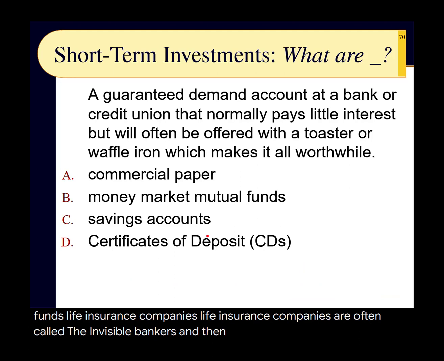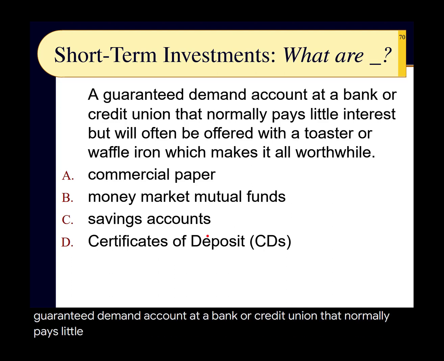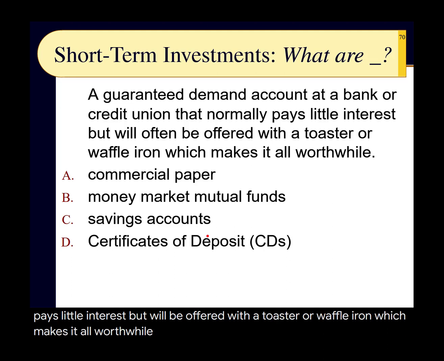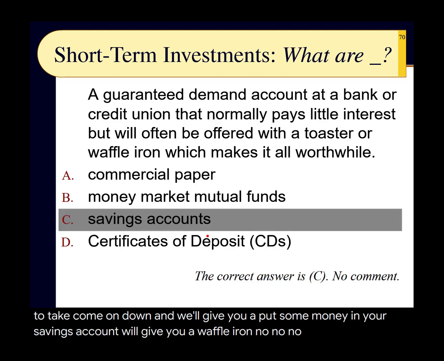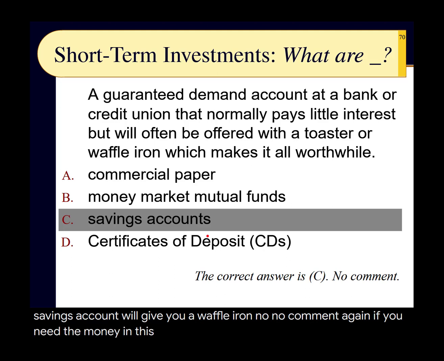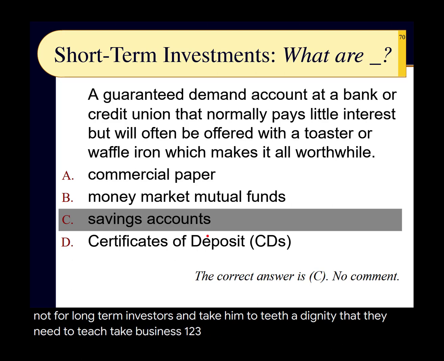And then slide number 70, what is a guaranteed demand account at a bank or credit union that normally pays little interest but will be offered with a toaster or waffle iron, which makes it all worthwhile? Yep. They don't do that. They used to. They used to say, come on down and we'll give you, put some money in your savings account, we'll give you a waffle iron. No comment. Again, if you need the money in the short term, yeah, you got to put it here, okay, but not for long-term investors. They haven't taken, they need to take BUS123, Introduction to Investments.